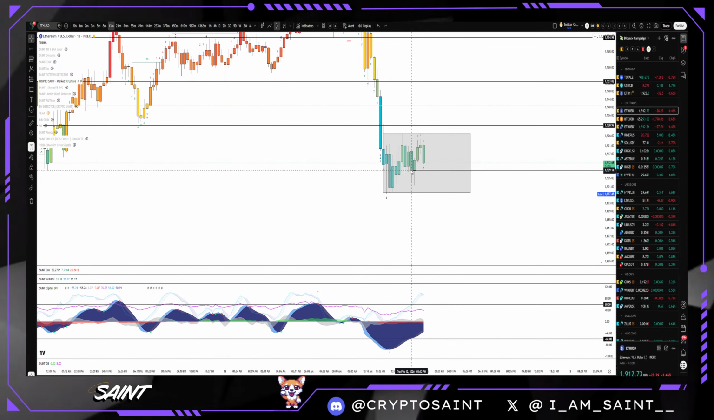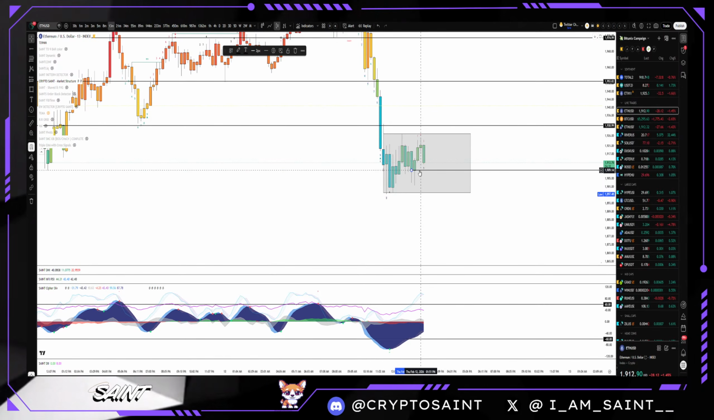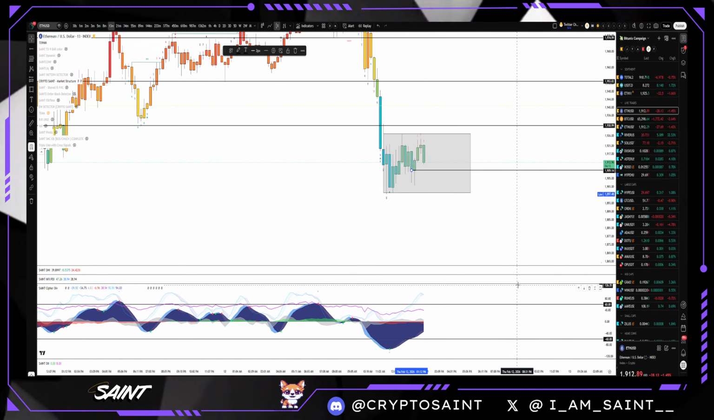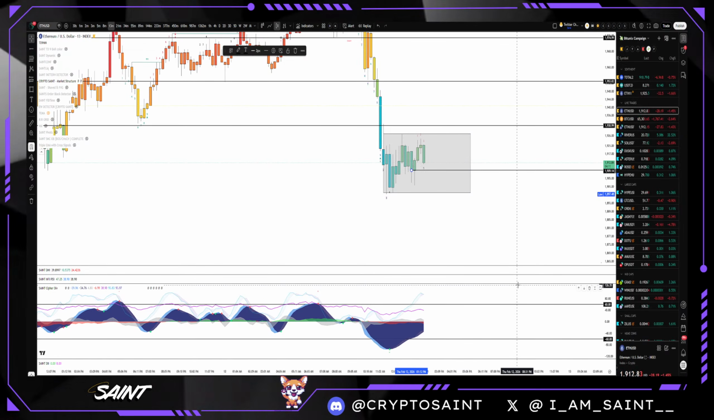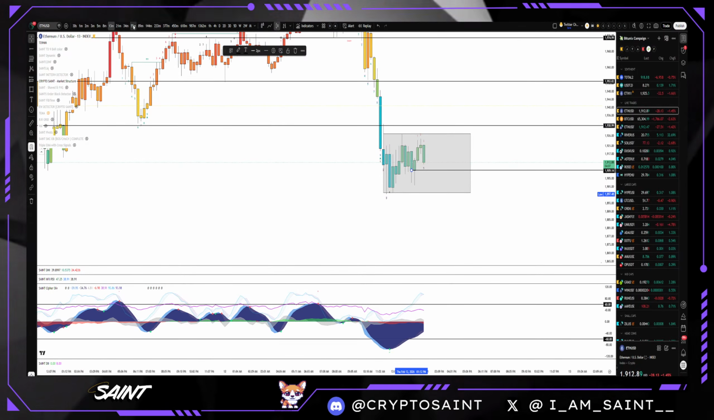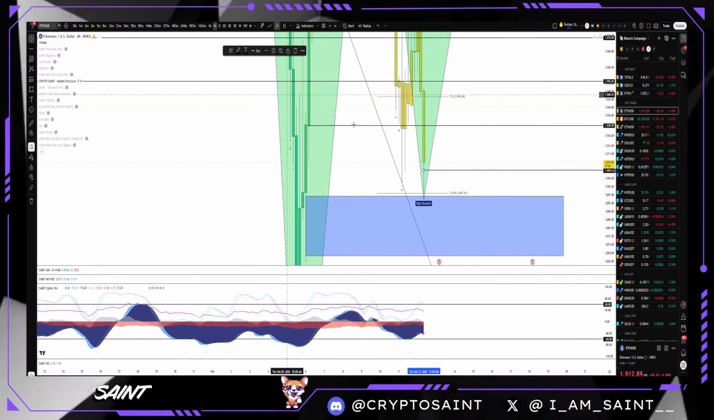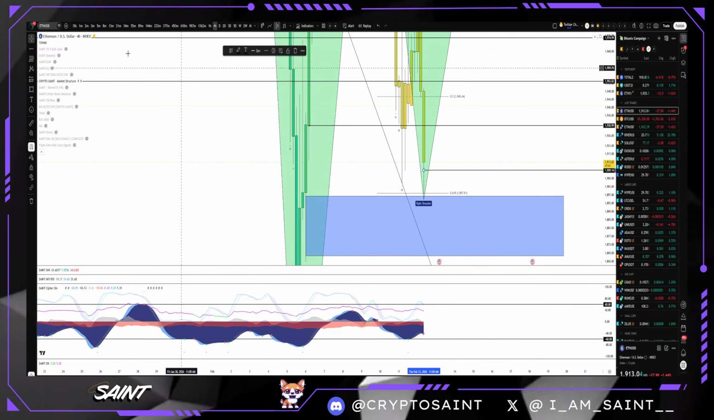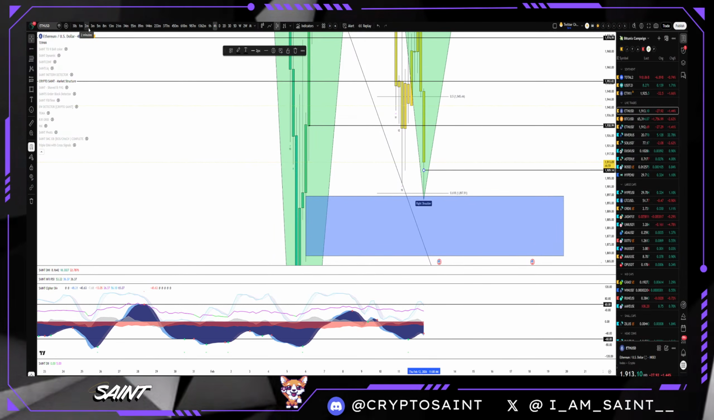This is the level that I need to break on this current session, this current candle. We need to close below that in order to change the setup phase. Yes, please. I'm doing it.